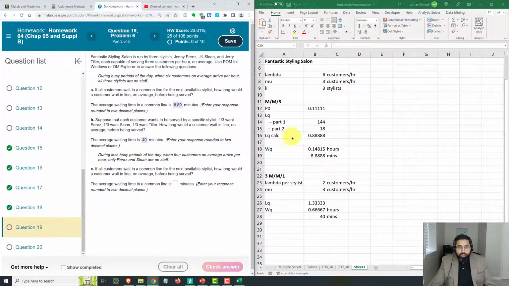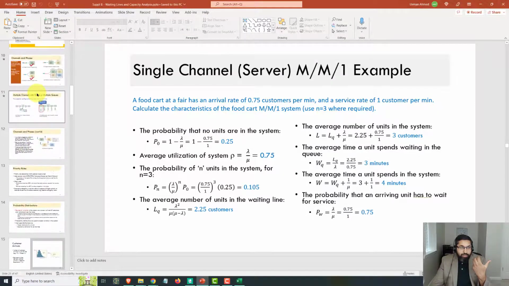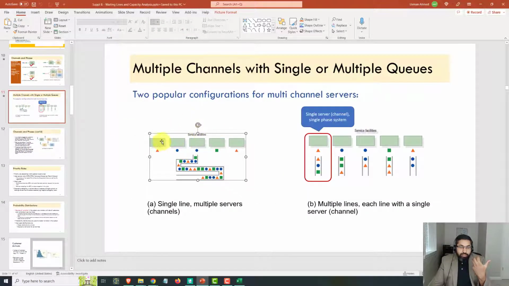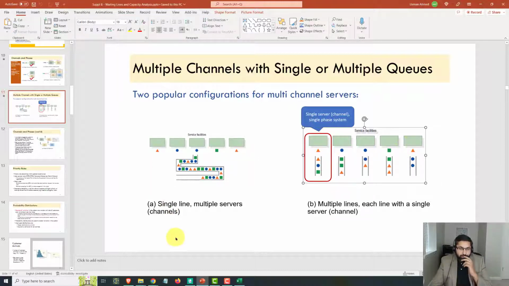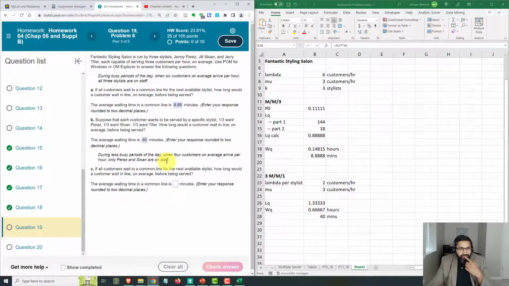So notice, by going from an MM3 system to 3 MM1 systems, we have increased the waiting time so much. From less than 10 minutes, about 9 minutes, we're going up to 40 minutes. Huge. We're very much worse off. So that is why, as explained in the lecture, this MMK system with the same number of servers is much better in terms of reducing waiting time than multiple MM1 systems. Okay. And we talked about in the lecture why sometimes we still go with this one, why some companies go with this one over this one, but this one is superior.